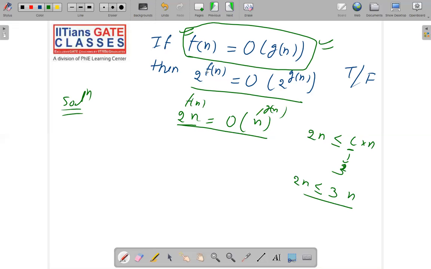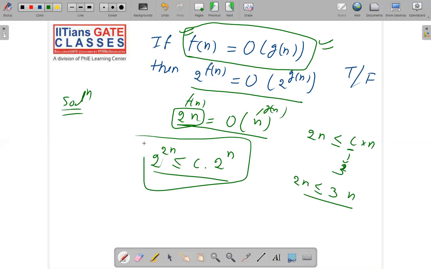If you try to put Fn and Gn in the power of 2, let's say 2 raised to power 2n and 2 raised to power n. Are these two related? Is this condition satisfied, less than or equal to c times Gn? This is not satisfied actually. You can put any value of c, and I will increase the value of n such that this condition fails. This is a very good GATE question. You can check here that this is false.